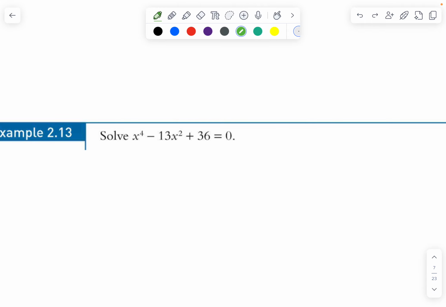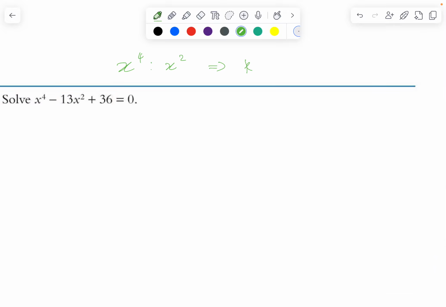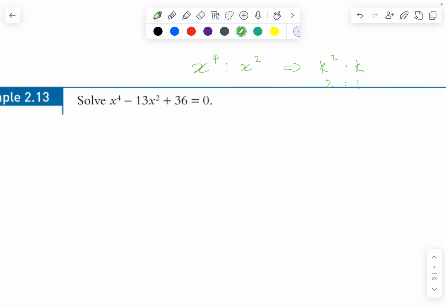Okay, now this is the first time you're dealing with a quadratic equation in disguise. So whenever you're seeing a ratio of x to the power of 4 to x to the power of 2, where the exponent is in a ratio of 2 to 1, this means that you're dealing with a quadratic equation in disguise. And you can see here that's true.